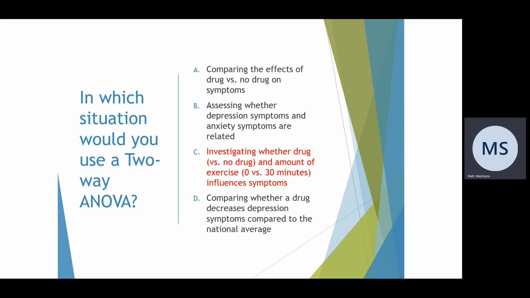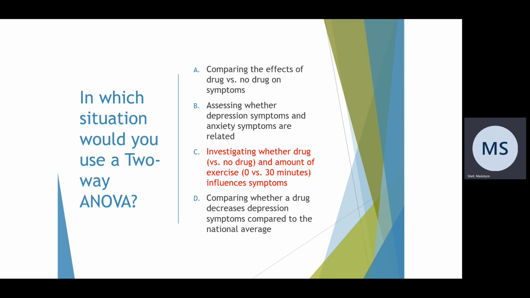Okay, so the correct answer of which situation you would use a two-way ANOVA in is option C. You have two independent variables. The first is drug, so we've got the levels of drug versus no drug, and then amount of exercise, 0 versus 30 minutes. Each of those is an independent variable, and our dependent variable would be symptoms.